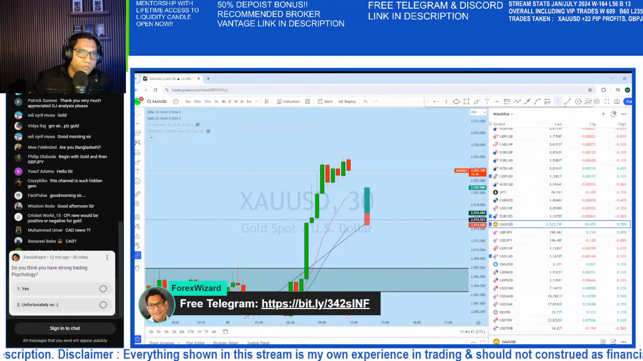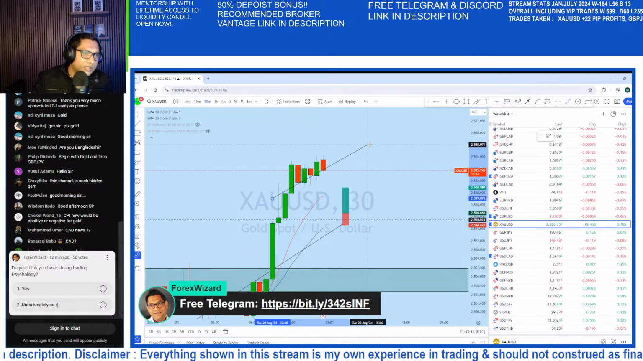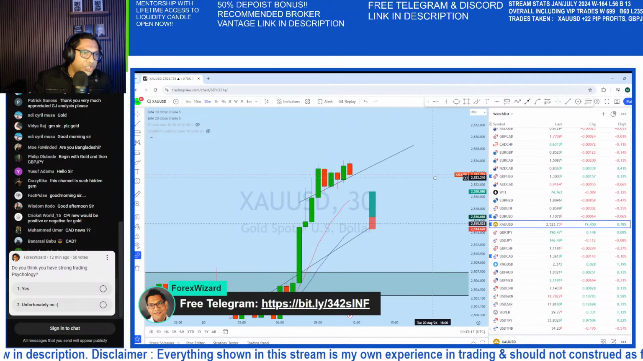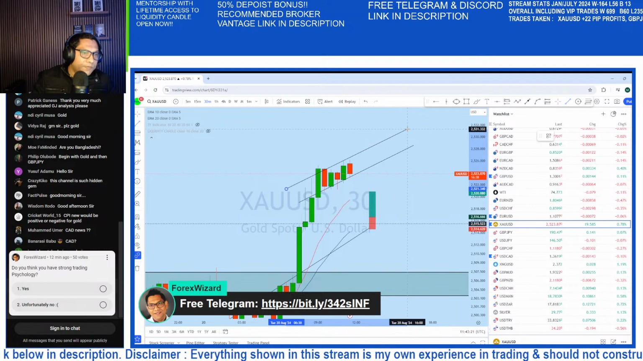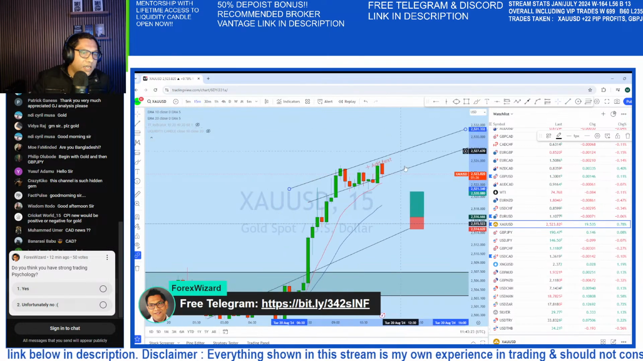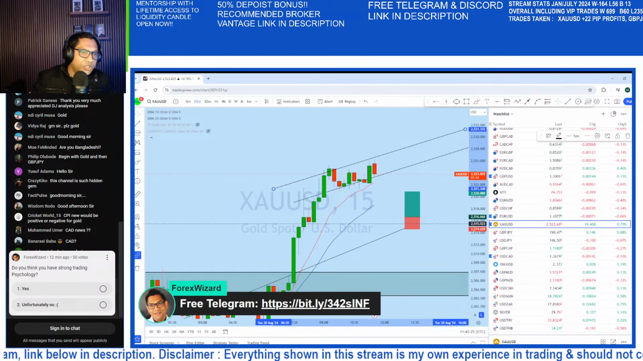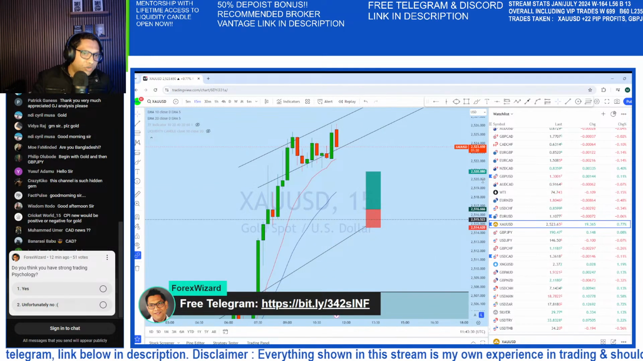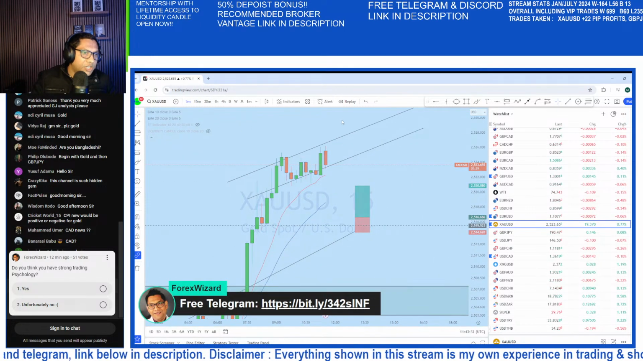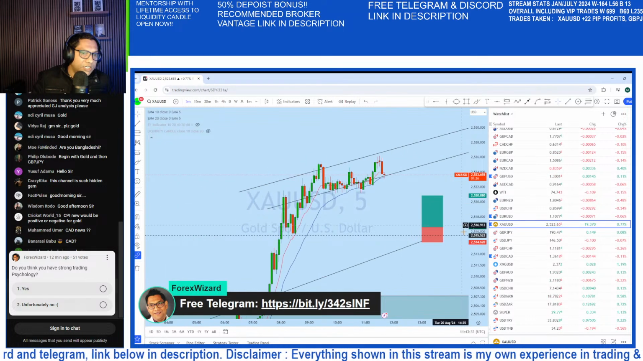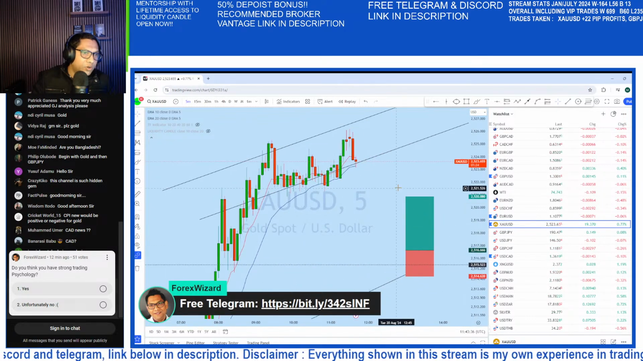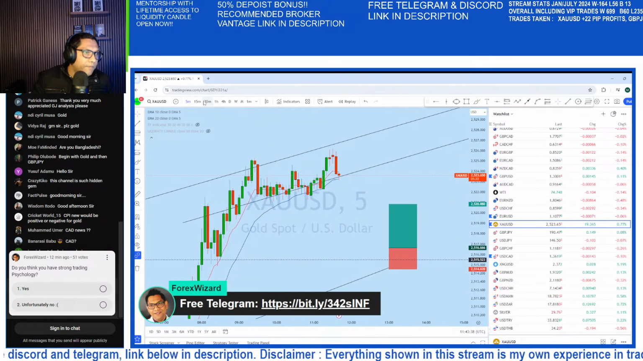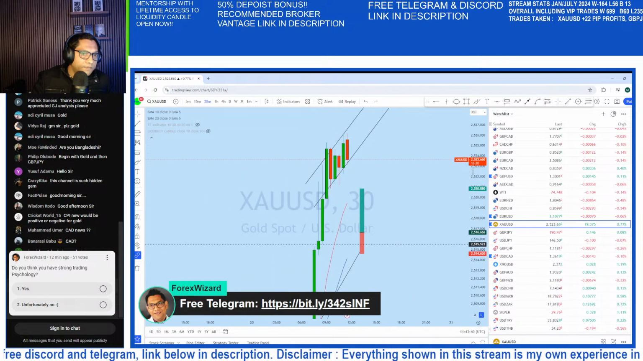So here you can see this is a bullish channel. This is the 30 minutes chart on gold. As I mentioned earlier when we started the analysis, I want to see a break of structure here, which is essentially needed for us to see that the market is giving us that potential entry. This is a 30-minute chart.